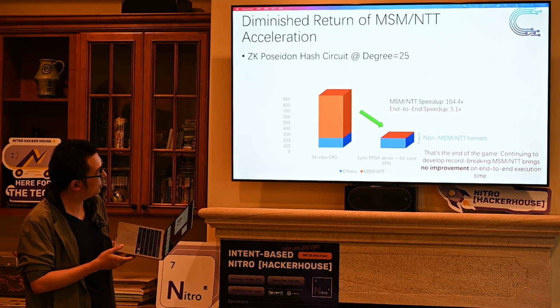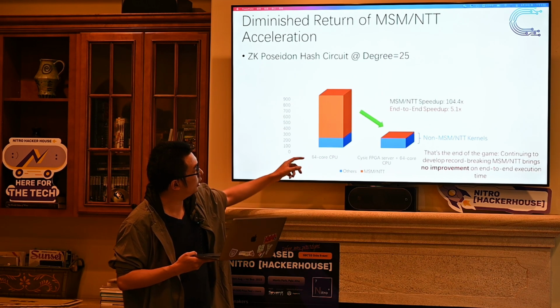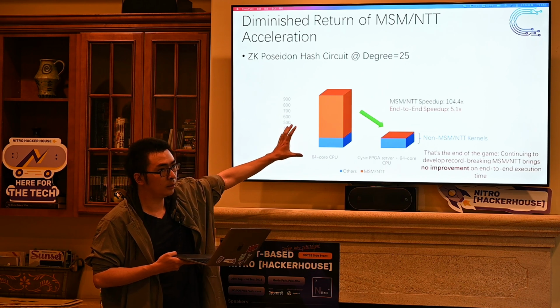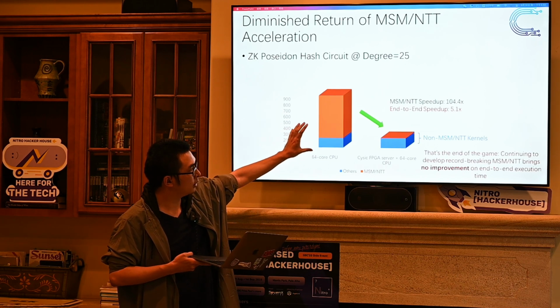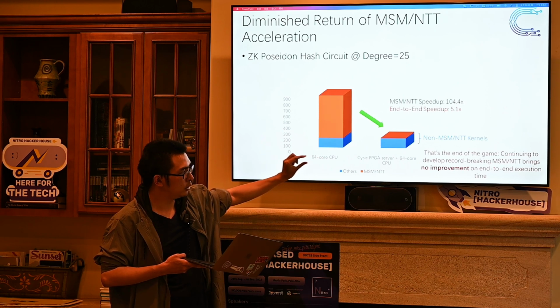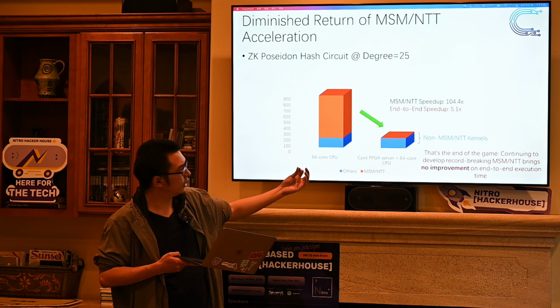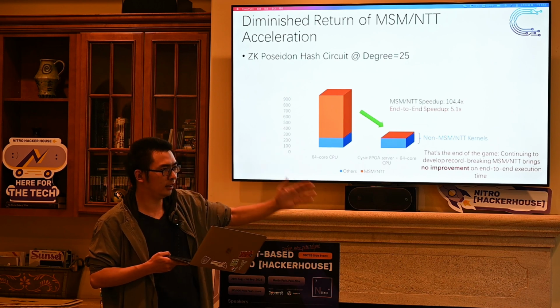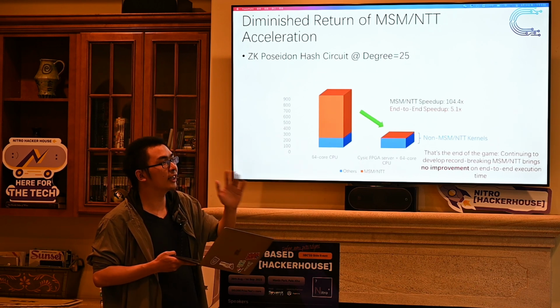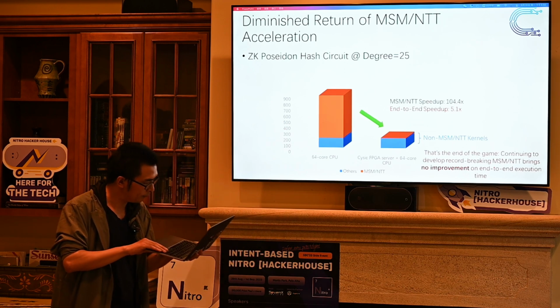To make it clearer, you can see this figure. The orange part is the MSM and NTT. Before you accelerate it, it's the dominating part, but after that, it's only a fraction. Which means if you continue to build record-breaking MSM and NTT implementations, that's just a game. It's nothing useful for end-to-end performance.